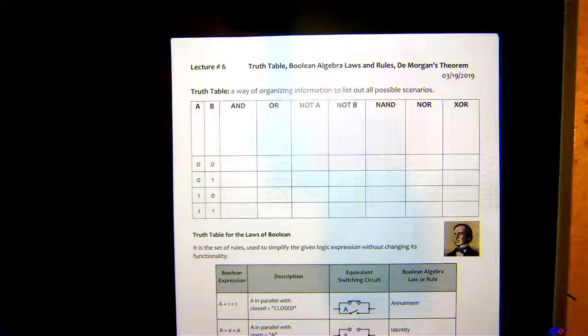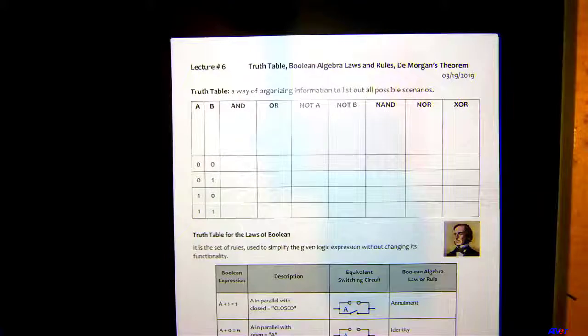We know that a truth table is a form of binary numbers that tells you about the functionality of your project. So it's a way of organizing information to list out all the possible scenarios. So for example, if you have two variables A and B, meaning 2 bits, there are 4 possible combinations which will go from 0 to 3. We'll also learn about the Boolean Algebra laws and rules and DeMorgan's theorem.